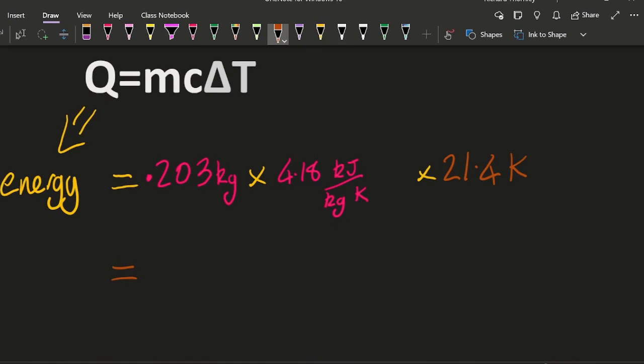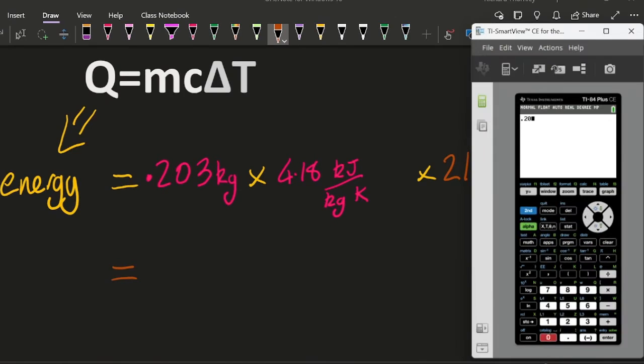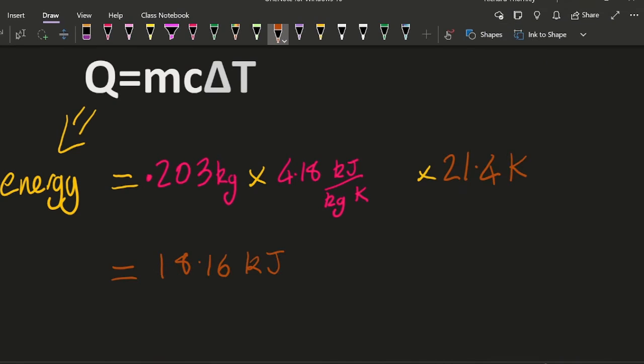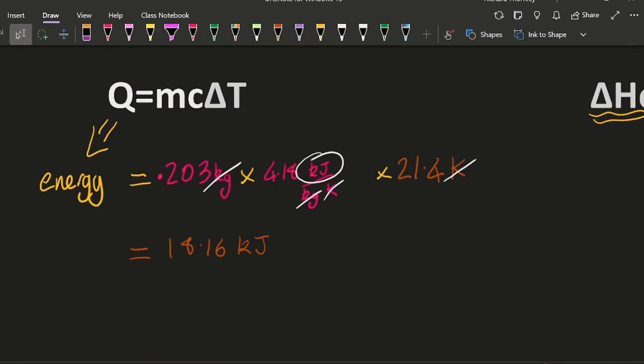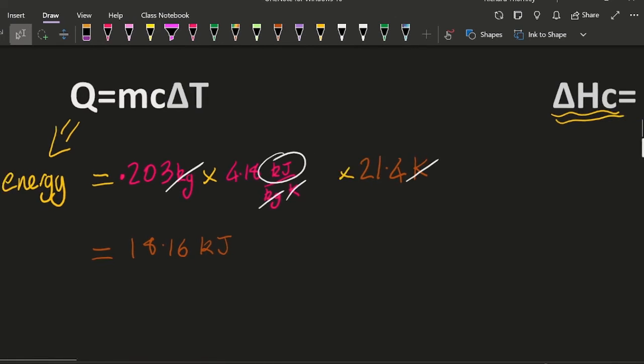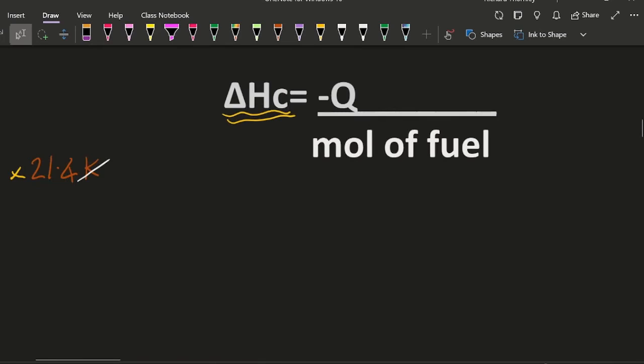Let's do that calculation. Let me double check the units here. I've got Kelvin goes with Kelvin, kilograms go with kilograms, which just gives me kilojoules. Nice. Okay, so that's the energy from burning that 1.24 grams of ethanol that I did in my experiment. So now we have to standardize that to per mole, and then we can check it in the data booklet.